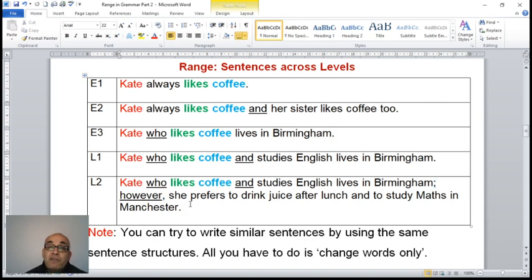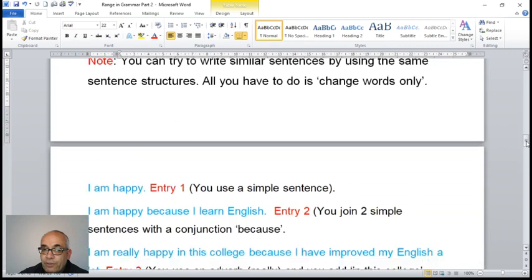So this is a level 2 sentence, and I hope you can see the range of sentences from entry 1 to entry 2 to entry 3 to level 1 to level 2. I will give you more examples. Be patient and you will get them soon.